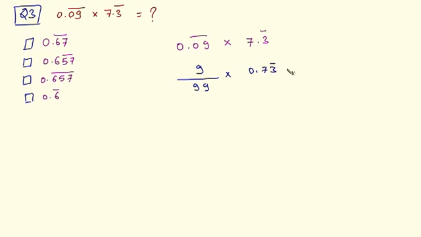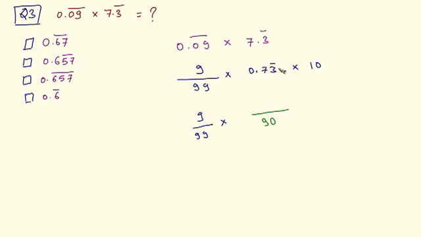0.73, in which 3 is recurring, times 10. So the value of this and this is same. Now we can convert this into a simple fraction. Here the number of recurring digits is 1 and the number of non-recurring digits is 1. So let's write this, 9 by 99 is as it is. The number of recurring digits is 1, so in the denominator I have 9. The number of non-recurring digits is 1, so I have 1 0 in the denominator.